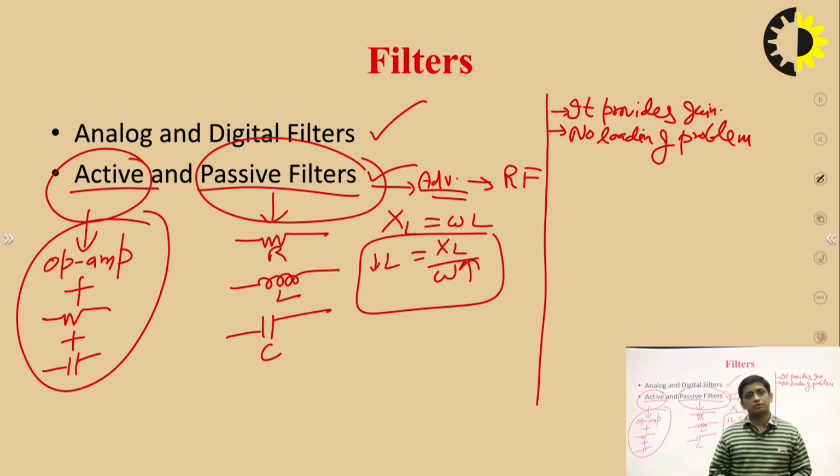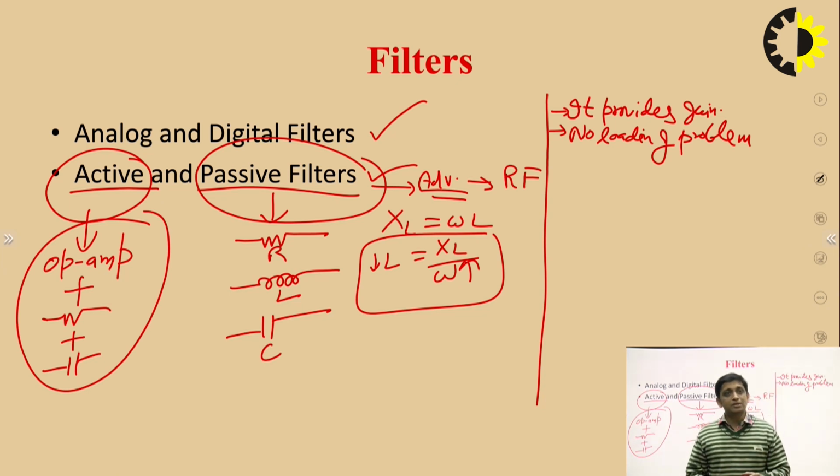There is one limitation also of the active filter. That limitation is that the gain bandwidth product and slew rate of the active filters are limited by the op-amp itself. Reason? Since in active filters we are using an operational amplifier, and that operational amplifier has limited bandwidth and limited slew rate.